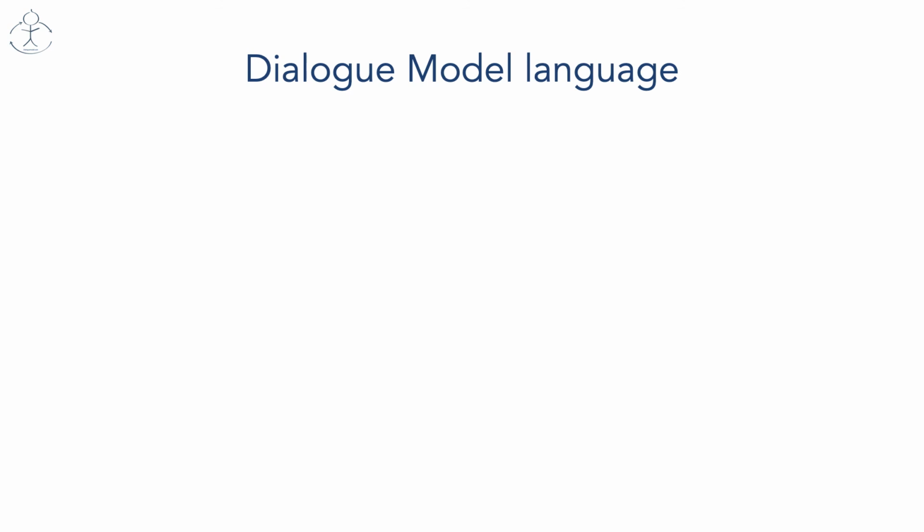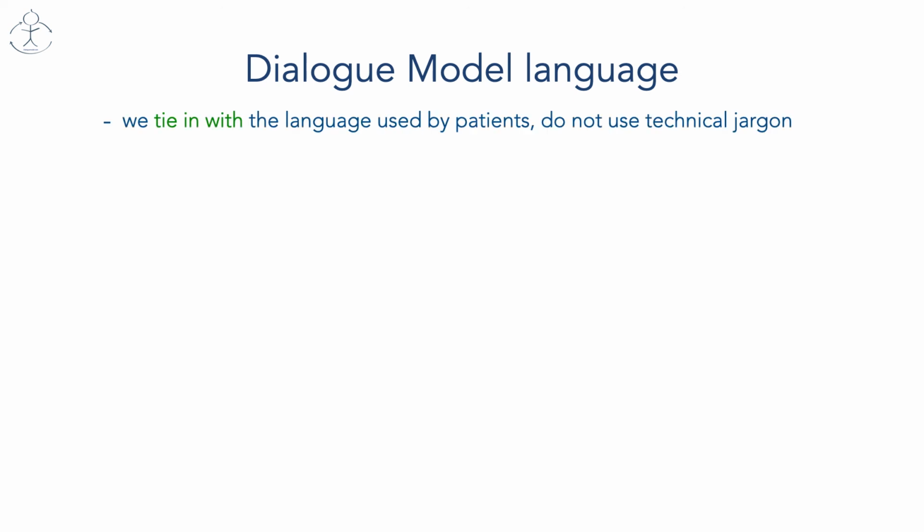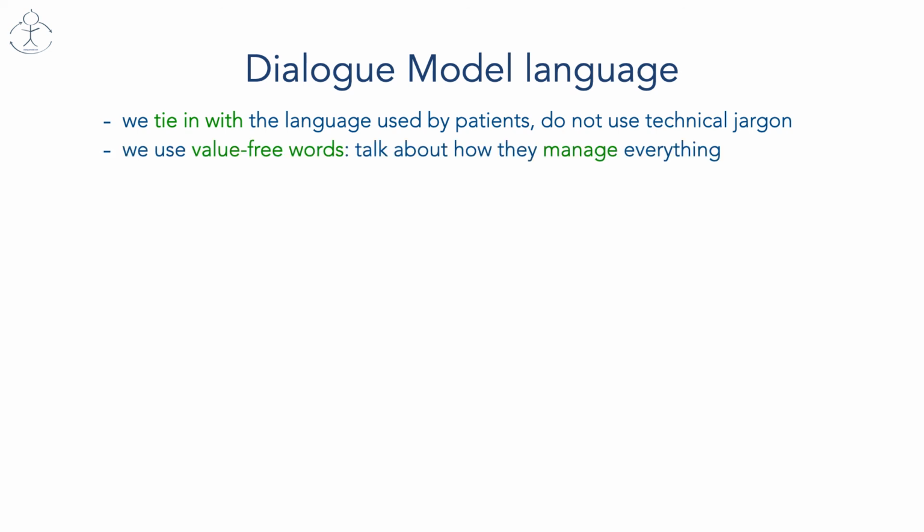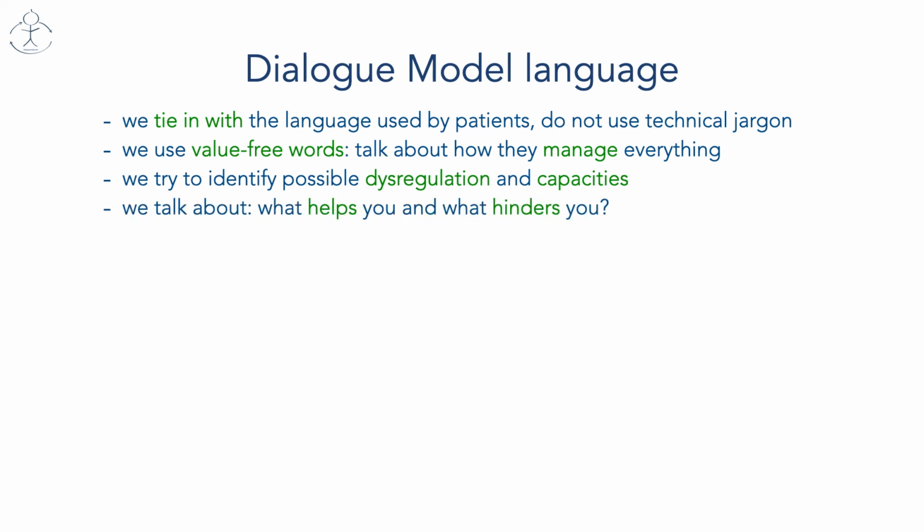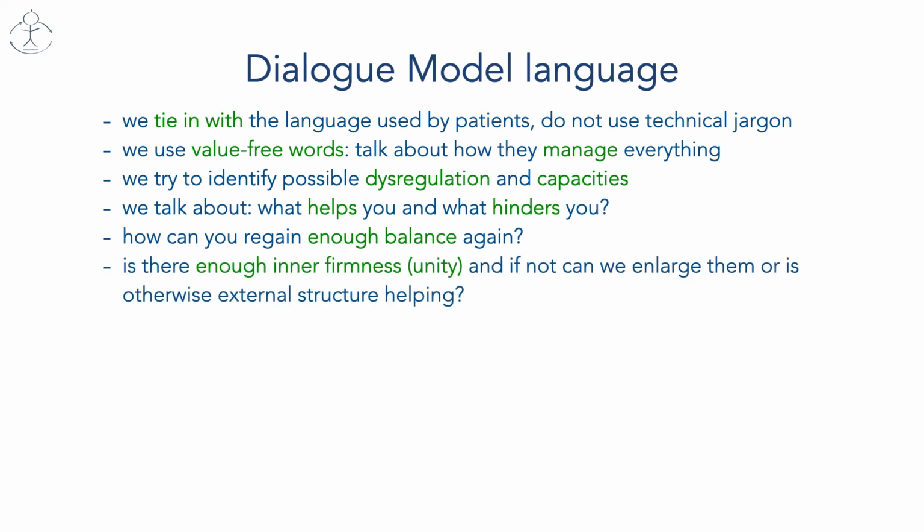Now let's pay some more attention to the dialogue model language. We speak the words our patients are familiar with. We use value-free yet valuable, meaningful words and focus also upon where they still can deal with. We try to identify in what way they are out of control, but also which possibilities they still possess. We speak of helping and hindering elements, balance, and their inner firmness and what they need in this respect. These are the terms people use themselves as well in daily life.